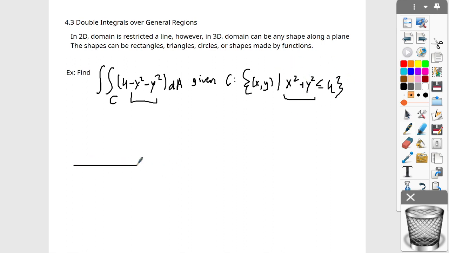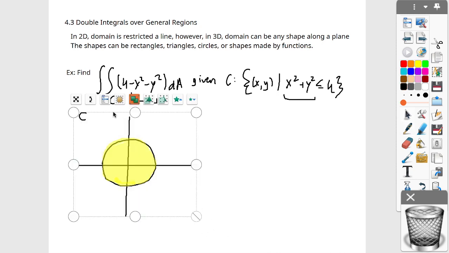So the integration will look something like this. This is the shape C, and if you draw a circle, there you go, and then you highlight the circle, that is the region of integration. And we've learned in 4.2 that you can compute the Jacobian of polar coordinates to make it a lot easier to integrate. So how are we going to integrate this?